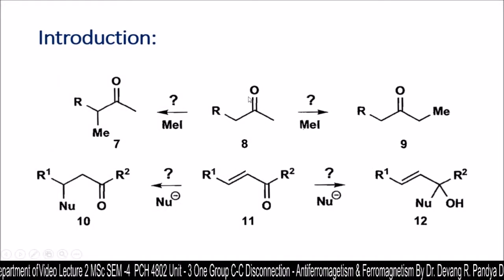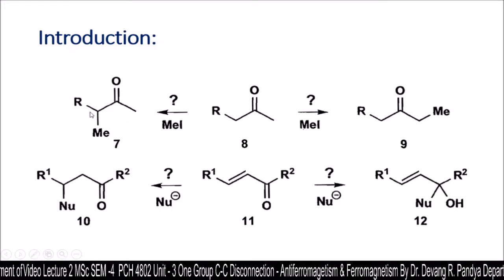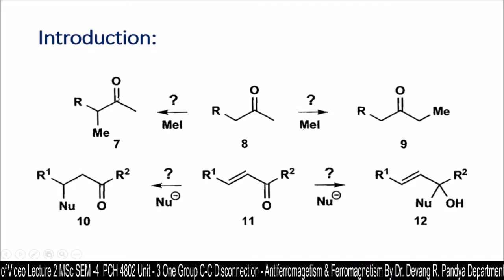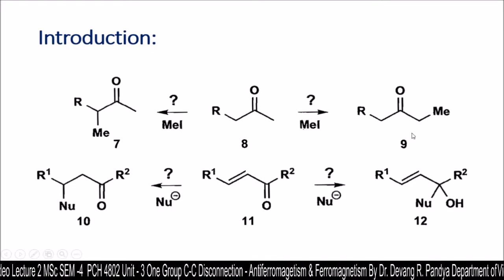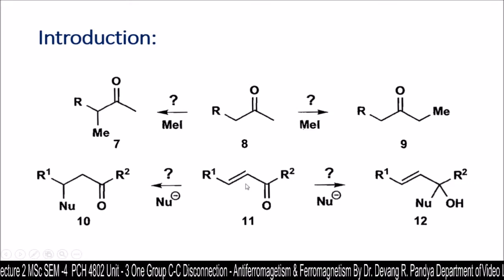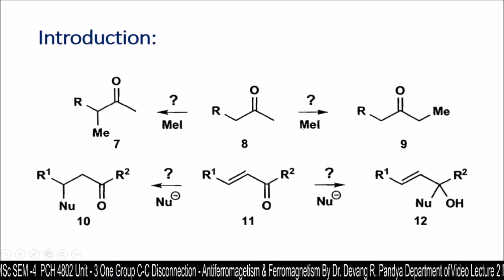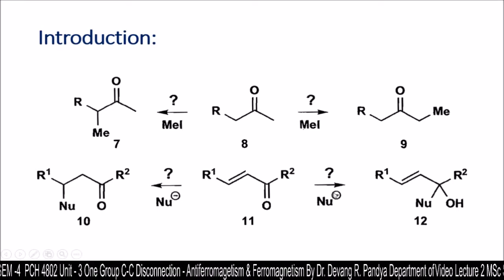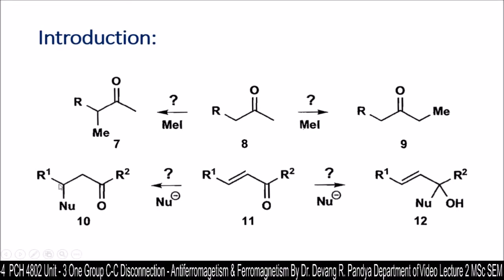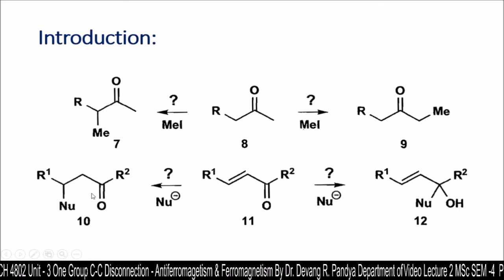For the unsymmetrical carbonyl group, if the methyl group attaches on either side of the carbonyl group, structure 7 or 9 is obtained. And for this enone, if the nucleophile attaches on the carbonyl carbon, it gives structure 12, and if at the conjugate side, then we get structure 10. So that is regioselectivity.